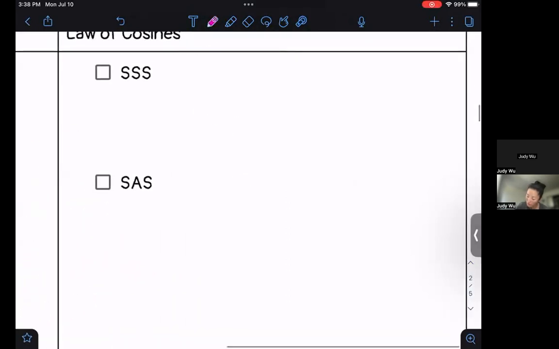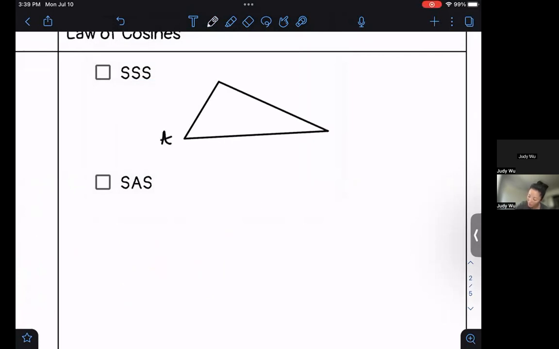So, the law of cosines. We've drawn ourselves a triangle again. This time, we're going to be looking at using the law of cosines when we have the following information.